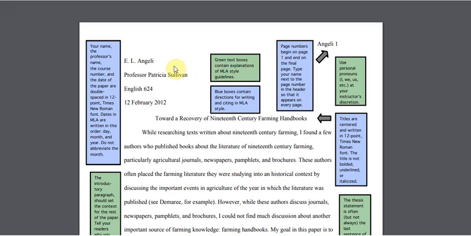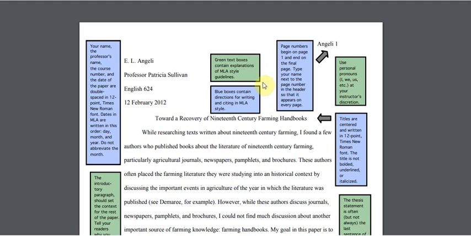Your name, the professor's name, the course number, and the date of the paper are double-spaced in 12-point Times New Roman font. Dates in MLA are written in this order: day, month, and year. Do not abbreviate the month. So here it's 12 February 2012. You've got the writer's name, the name of the professor, and then the course, which for you could be English 1013, Comp 1. You could also call it Comp 1, but probably English 1013 is your best bet. And then the date here in this format.